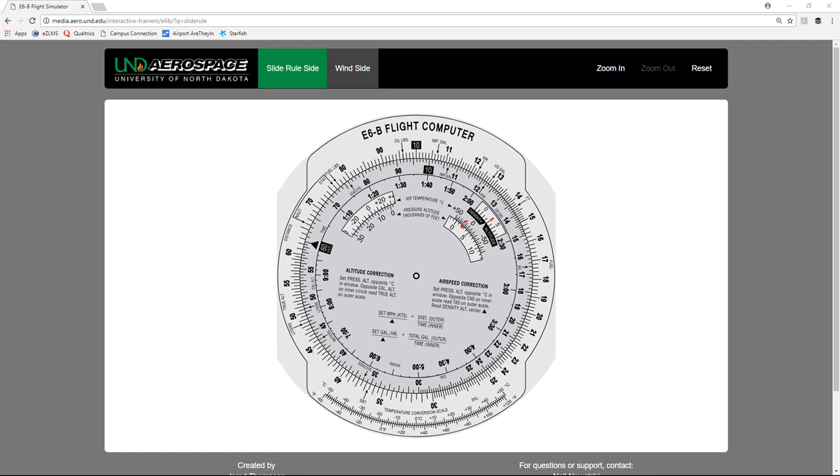Now, to determine our true airspeed, again we said calibrated airspeed was on the B scale, true airspeed is on the A scale. So our calibrated airspeed was 150, which is right here. Therefore, our true airspeed would be above that, and it looks to be about 157 knots. True airspeed.